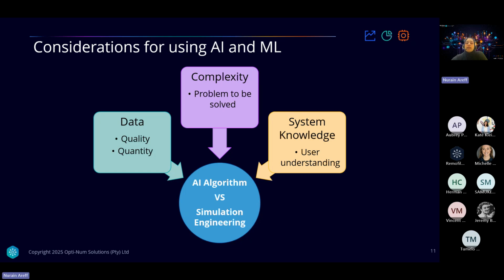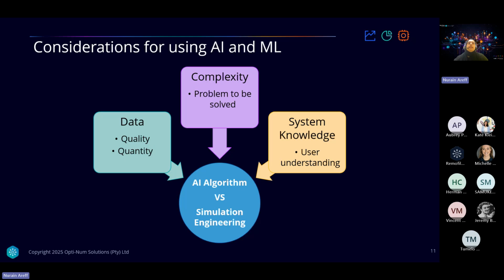Also, to do with complexity, if we have very complex nonlinear problems, this is when we use machine learning, because if we use simulation engineering for very complex nonlinear problems, even though we may have the physics laws or the understanding to build these models, it might take us a really long time and might be very overly complex. So this is another consideration to take into account.